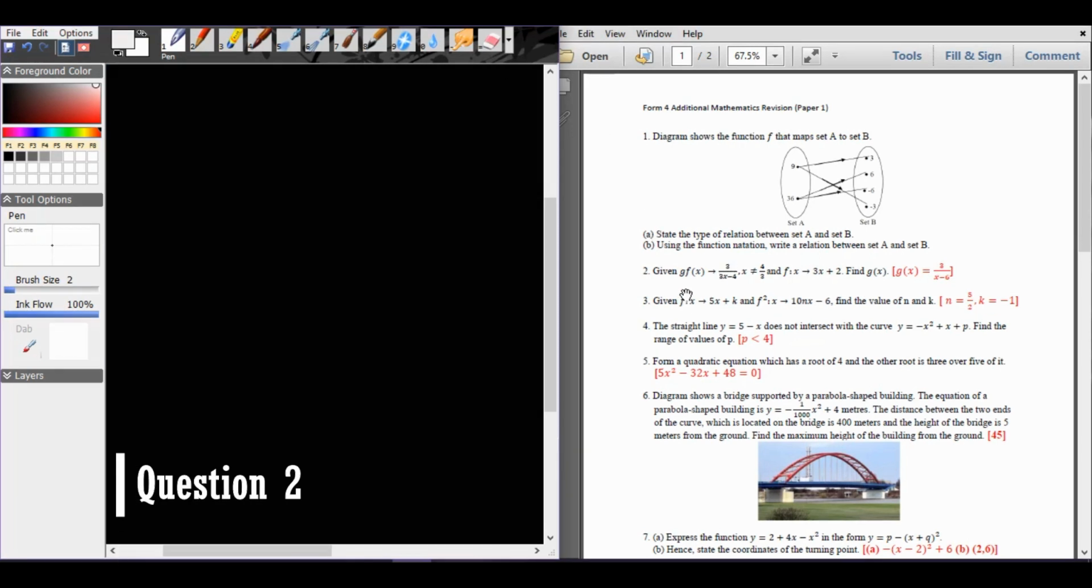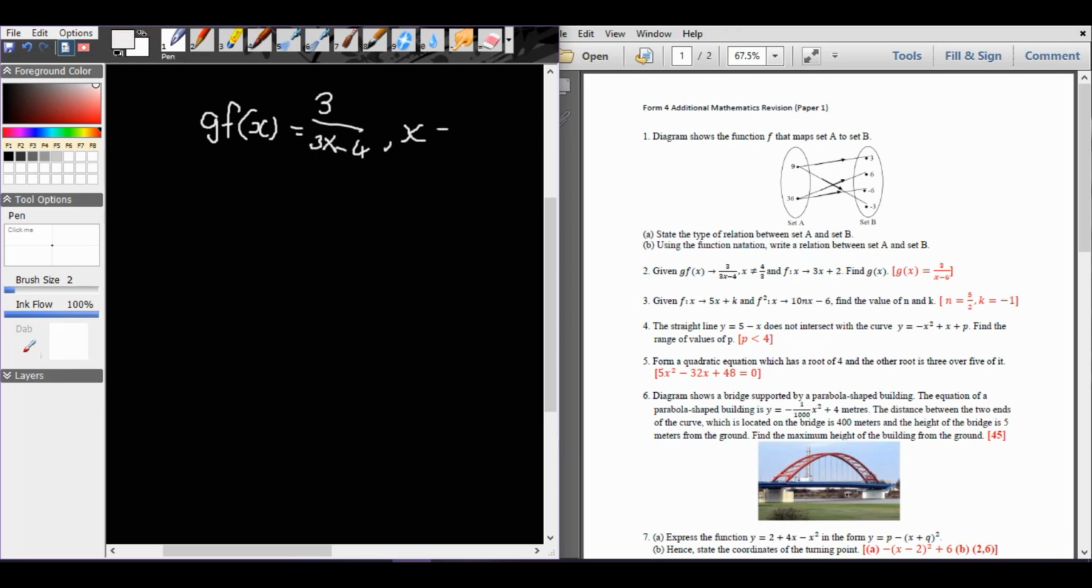Question 2. Given gf(x) is 3 over 3x minus 4 and f(x) is 3x plus 2, find g(x). So this is a composite function. You have 2 functions combined together. Given gf(x) equals 3 over 3x minus 4 and x cannot equal 4 over 3. This is an extra condition for this function because when x equals 4 over 3, when you substitute it here, your denominator becomes 0. Then the whole function does not exist anymore. So this is a special condition for this composite function. Your x cannot equal 4 over 3.